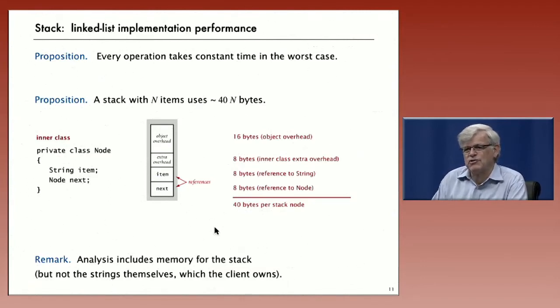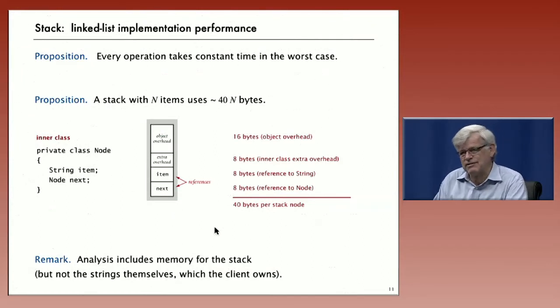Well, that depends very much on the implementation in the machine. So this is a typical Java implementation that we do the analysis for, and we can test this out for different types of environments easily. And it's representative. So in Java, for every object, there's 16 bytes of overhead. There's some extra overhead, 8 bytes, because it's an inner class. And then there are two references that we built in our class Node, one to a string and another one to a node, and those are each 8 bytes. So we have 40 bytes per stack node.